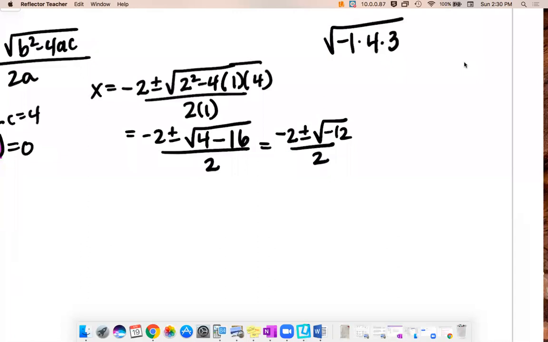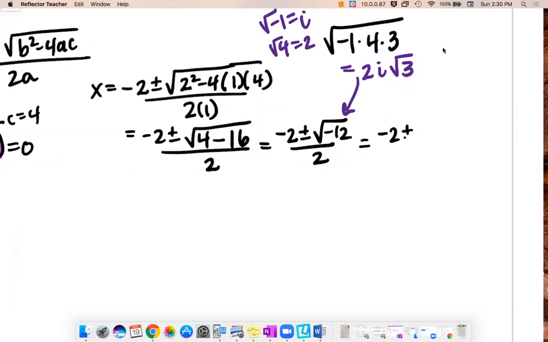Then you just have to remember that the square root of negative 1 is i, and that the square root of 4 is 2. So that means this will simplify to be 2i, and then I can't do the square root of 3, so that stays square root of 3. The square root of 4 becomes 2, it comes outside. The square root of negative 1 is i, it goes outside, and then the square root of 3 stays in there. So then we're just going to replace this with the square root right here. So it becomes negative 2 plus or minus 2i square root of 3, all divided by 2.